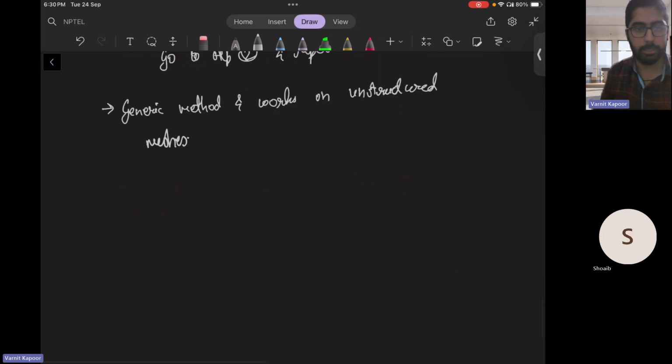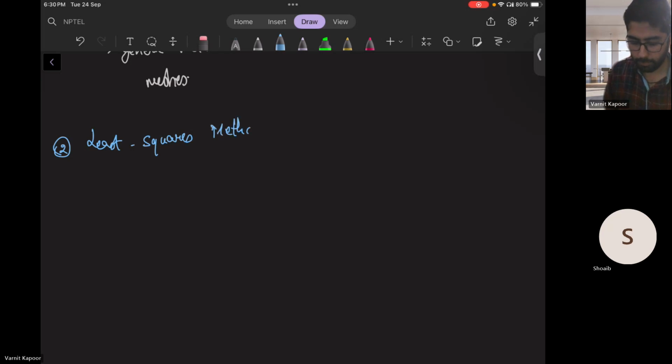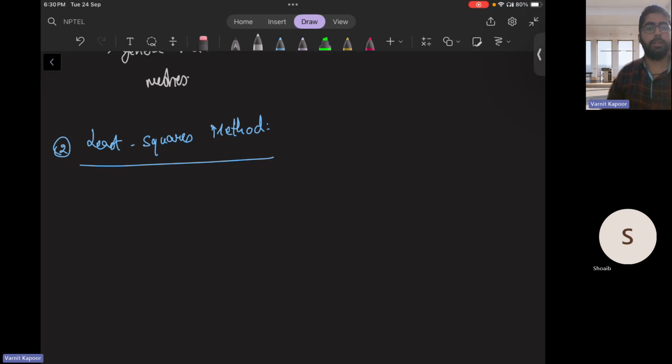Now let's come to the second approach, that is the least square method. In here, we obtain the gradient of phi naught such that we reconstruct neighboring cell values from the present cell values accurately.